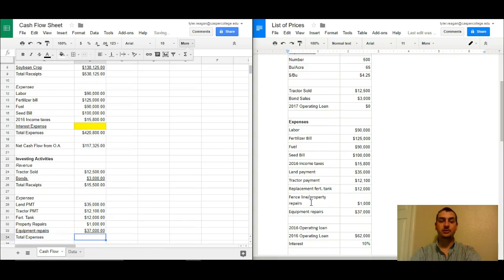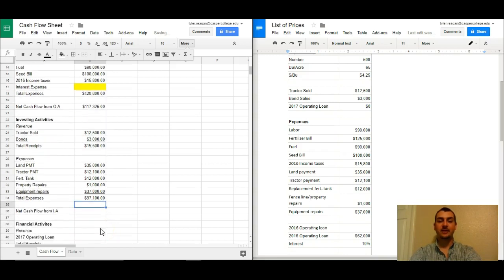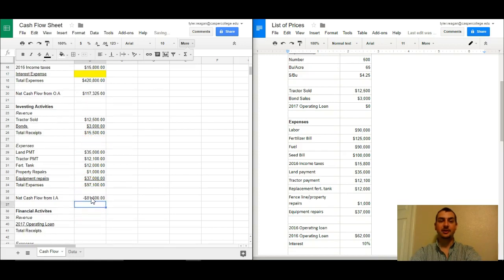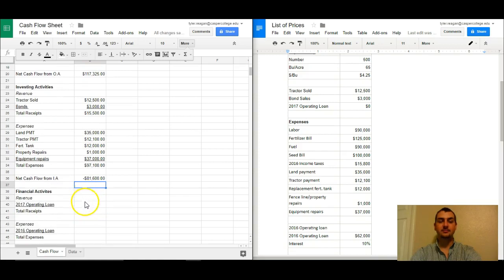Just like before, we're going to calculate these total expenses. Again, that's going to equal sum, open parenthesis, highlight all of these expenses. You want to make sure you get them all. Press enter. And now we have a total expenses. So now we need to calculate the net cash flow from investing activities. Again, just like before, we're going to say total receipts minus total expenses. We come up with a negative $81,000.